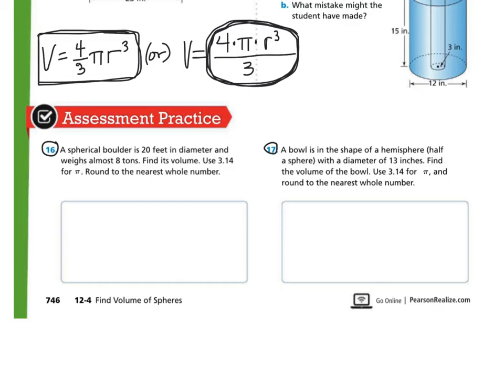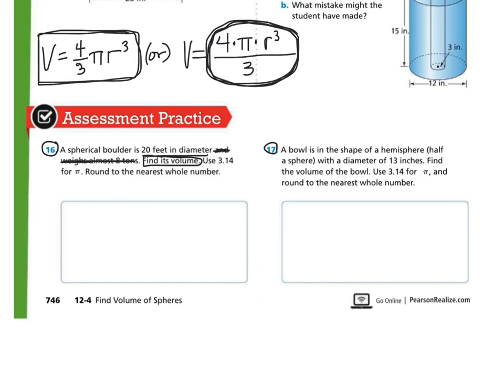So let's take a look at question 16. A spherical boulder is 20 feet in diameter and weighs almost 8 tons. Find its volume. Well, the first thing that I noticed here is that there's a piece of information that's really not needed. So which piece of information is mentioned in the first sentence that you don't need in order to find volume? Weight. You're right. Weight is not applicable here, so we don't need that piece of information.